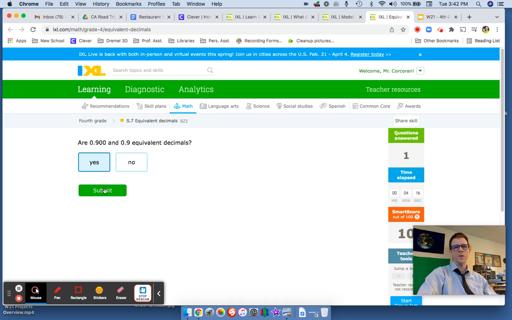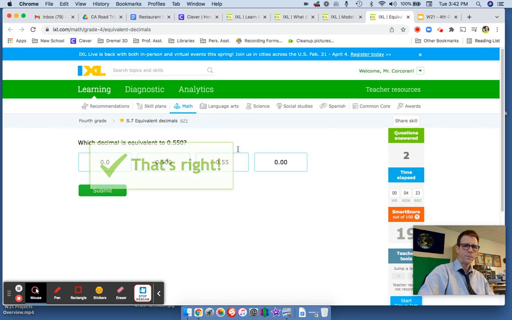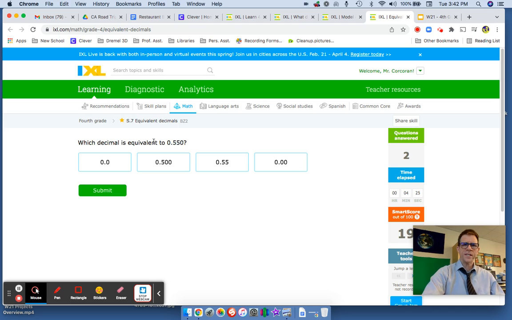In math, we don't use the word same if there's a more precise word. The more precise word is equivalent. Let's do a couple more. What decimal is equivalent or the same as 0.550? 0.55, add a 0.